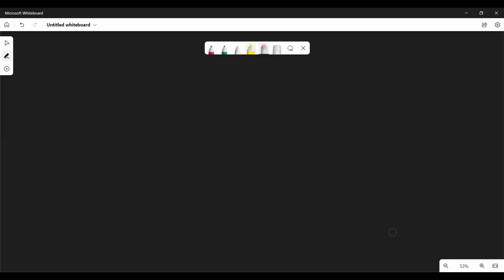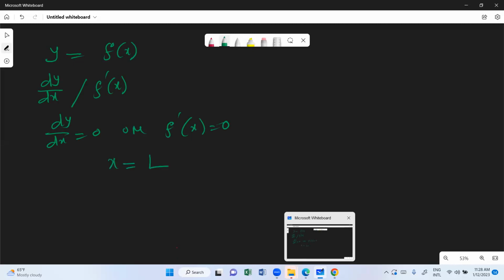So how can we find out whether the stationary point is maximum or minimum? Say y equals f(x) is the function. At first, we differentiate it, dy by dx, or we can write it as f prime x. We write dy by dx equals 0, or f prime x equals 0. From here, we get the x value. We put it in the original function, so we get the y value. This x value and that y value will be the stationary point.